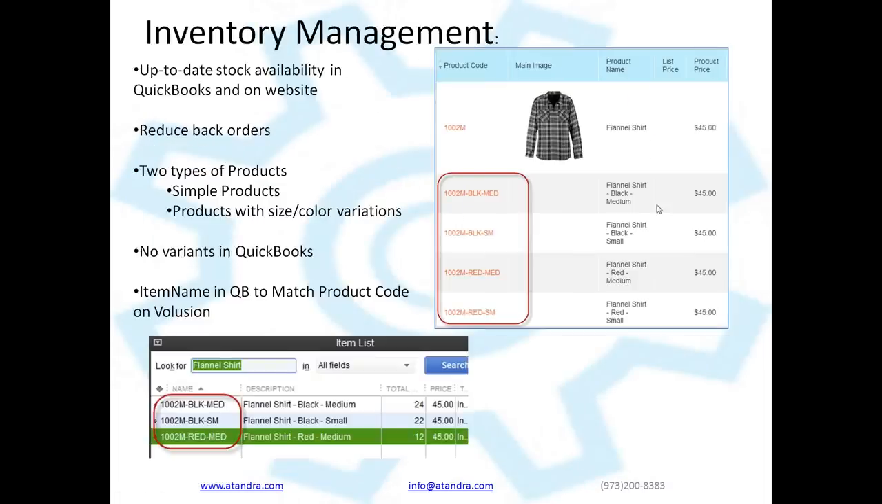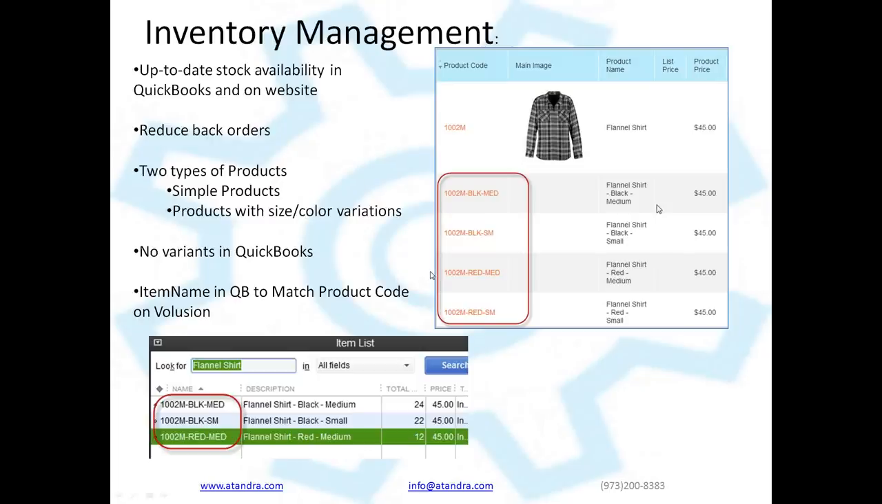For inventory management, it is important to know that there are two kinds of products. Some merchants might be selling single individual products, products which are one of a kind, which do not come in different size, color variations. The other type of product is, let's say, a shirt which comes in different size and color. Now, in Volusion, the screen on the right, each size color combination can have its own unique code.